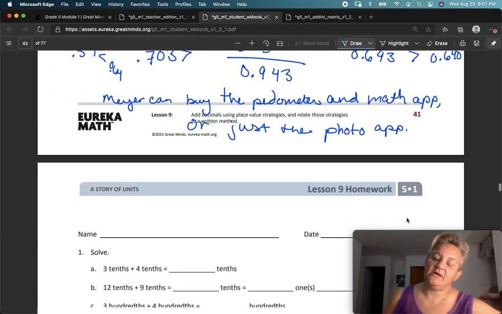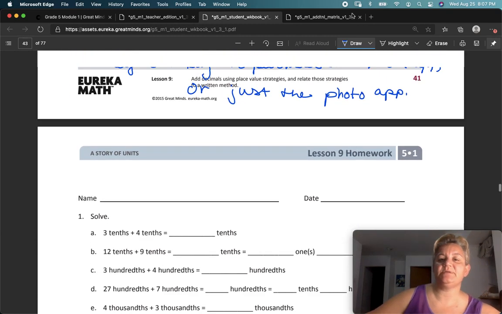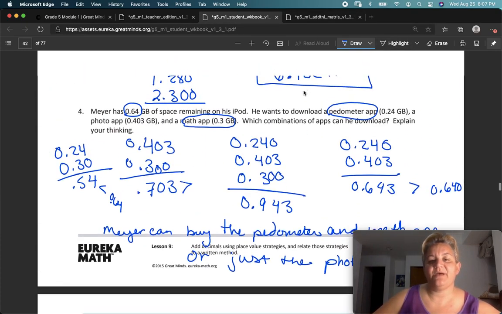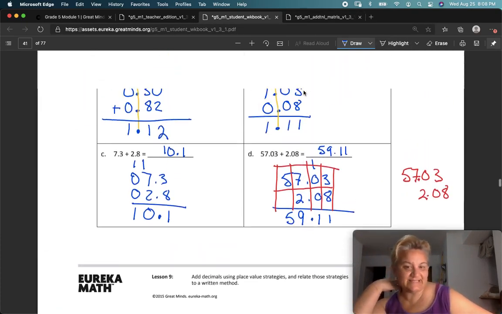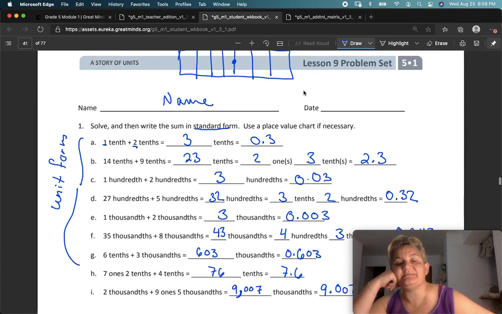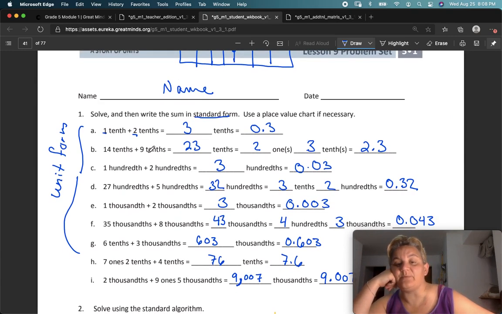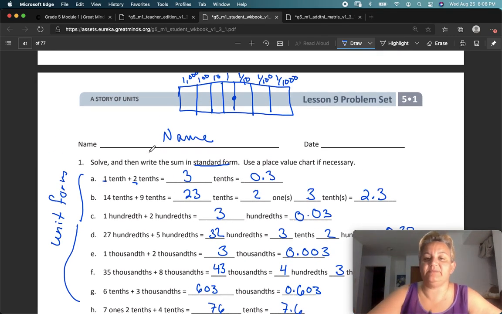Okay. All right, and then lesson 9 homework we'll do in class. And if you have any questions on lesson 9, that's just adding decimals, right? And then we did some unit form practice. Let me know in class, please, and use your place value chart if you need it.